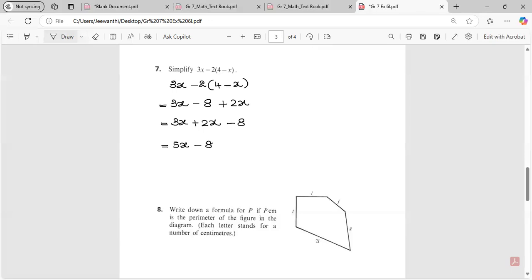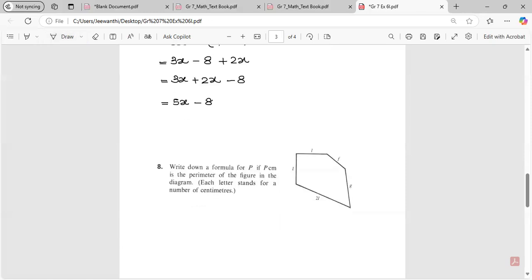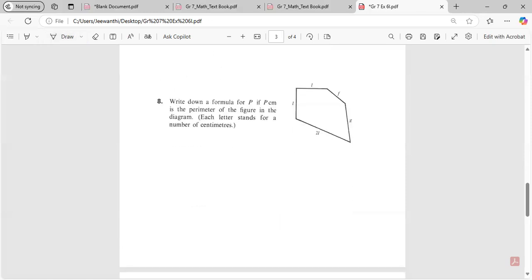So then we will move to the next question. You want to write a formula here, to find the P value, the perimeter value. How do you find the perimeter? When you have a 2D closed figure, you start from a particular place. Let's say you start from here and you move forward like this, right? You go along around the shape and come back to the initial place.